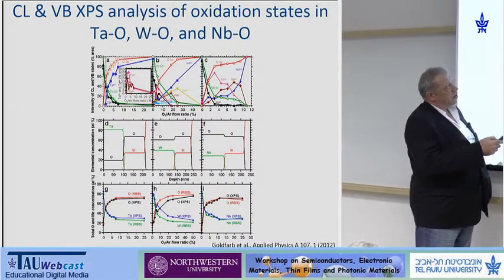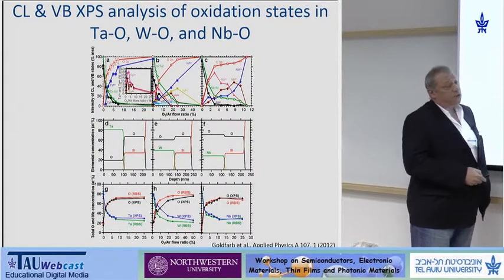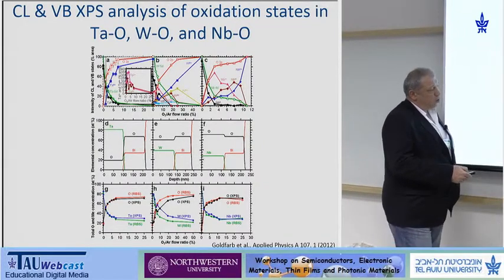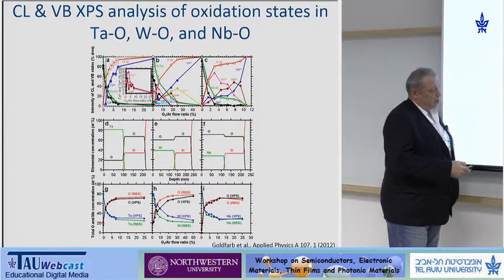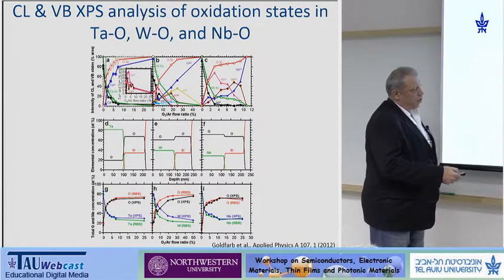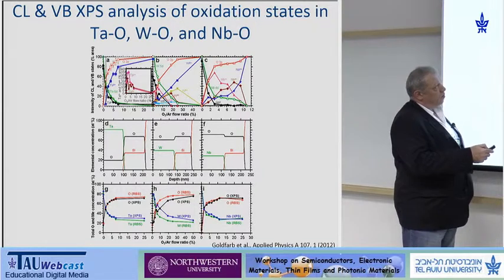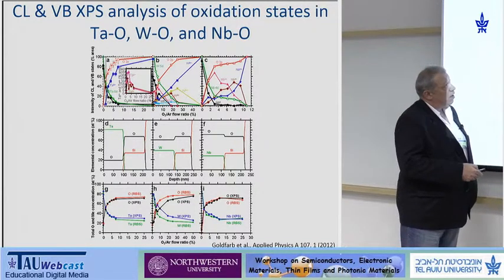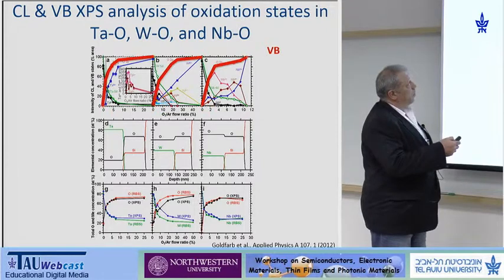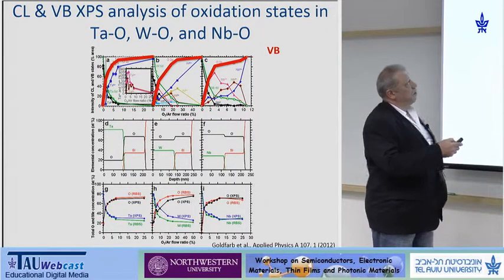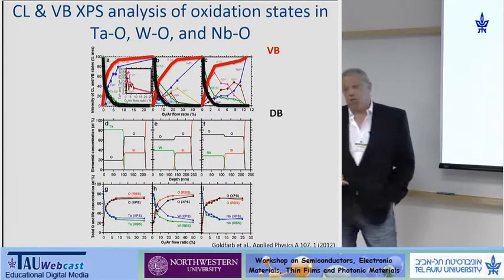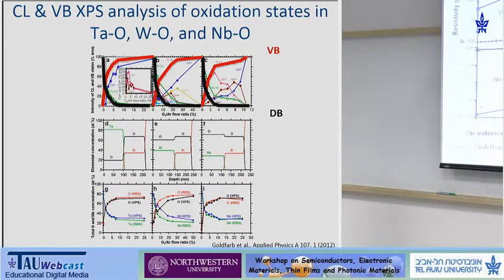This is the RBS, which we use to calibrate our XPS. And you can see a very good correspondence between the oxygen and metal composition in the films. So the more oxygen we put in the plasma, the more oxygen we have in the film. And as this happens, what we can see is the rise of the valence band and the reduction of the d band.